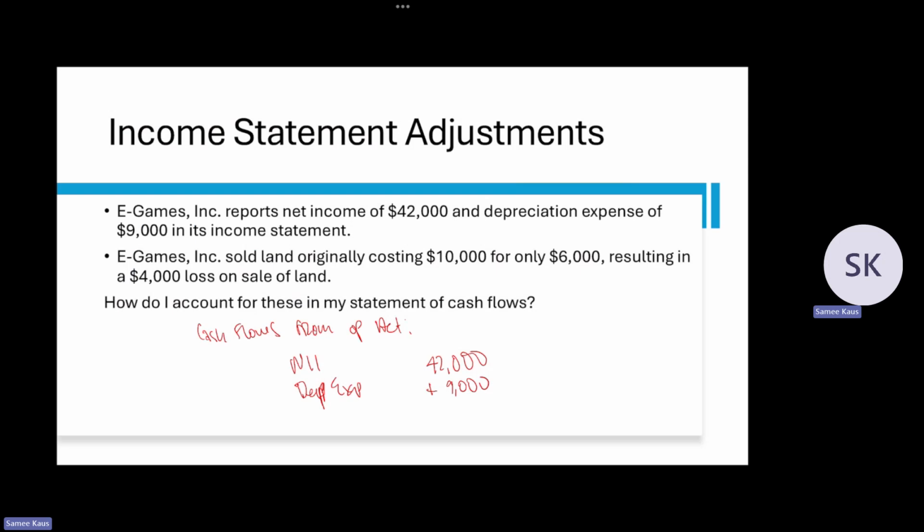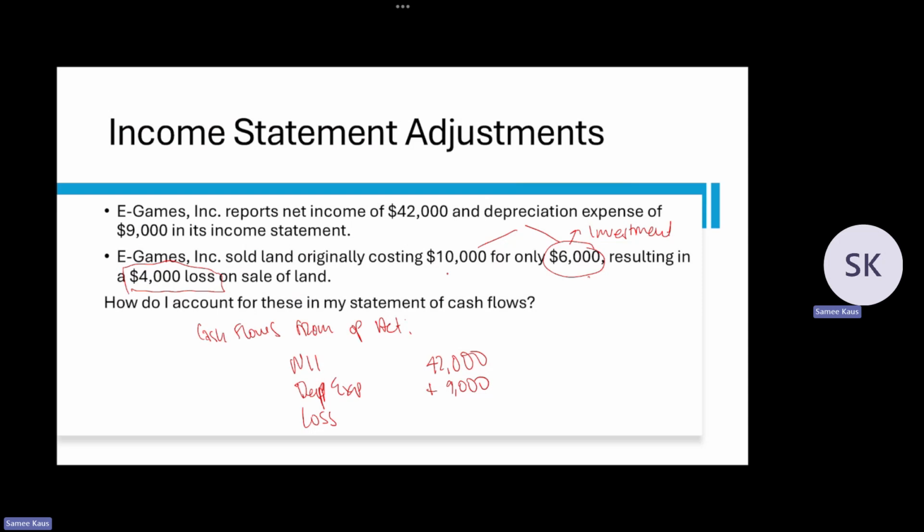So I have to add that piece back. Again, I sold land originally costing $10,000 for only $6,000. Where's that cash inflow of $6,000 going to show up? My investing activities, right? It's the purchase or sale of long-term assets. But where I take care of the difference between these two, hey, it cost me 10, I only sold it for 6, well, I take care of this loss on the sale of land in my operating.